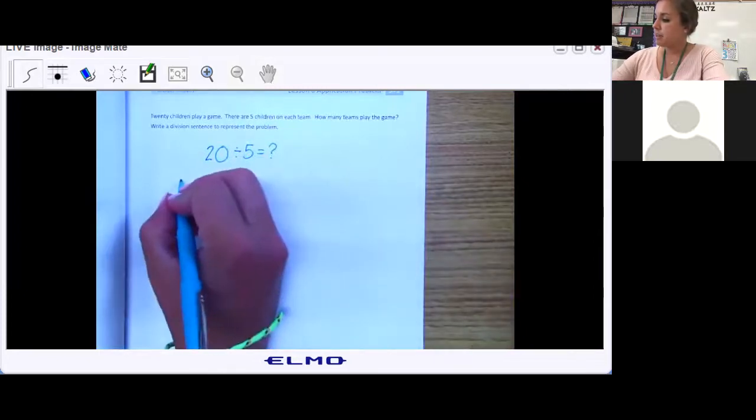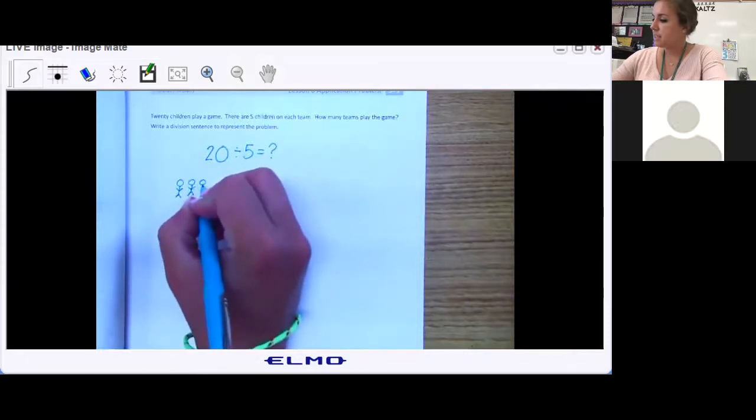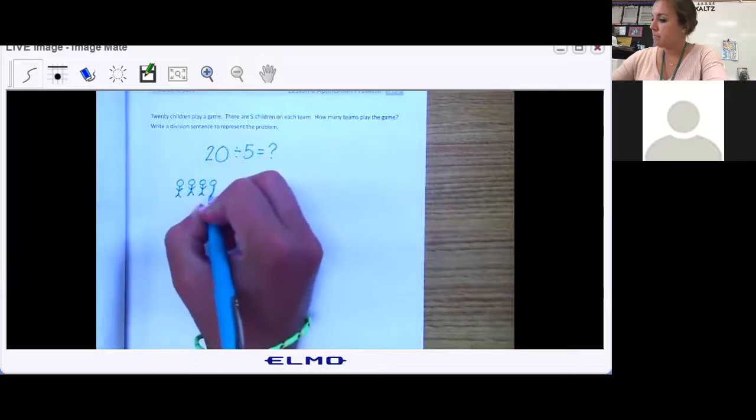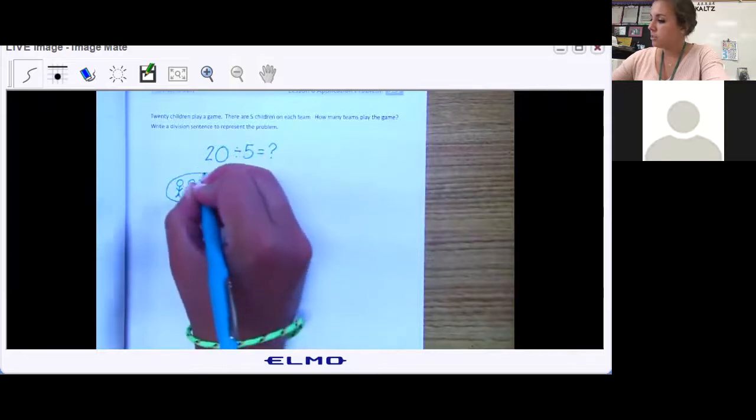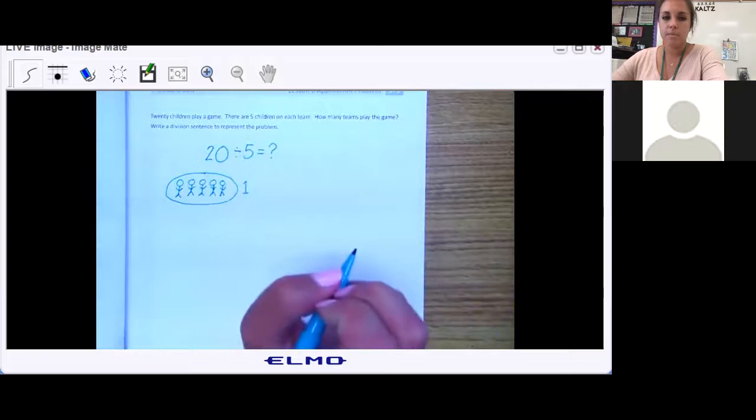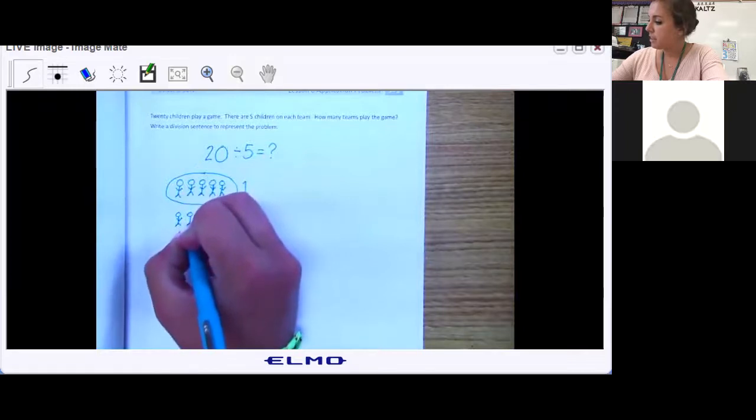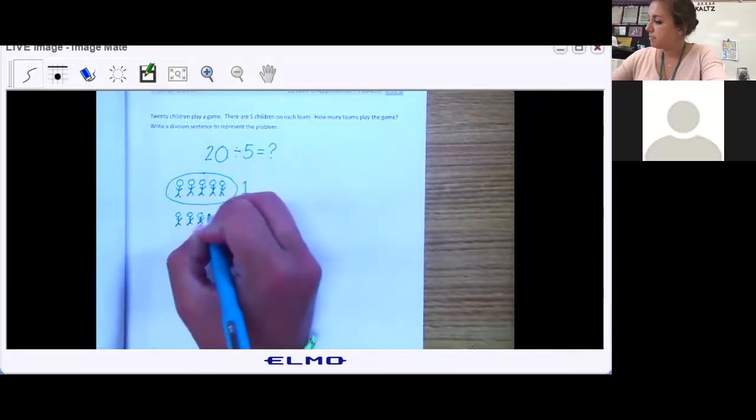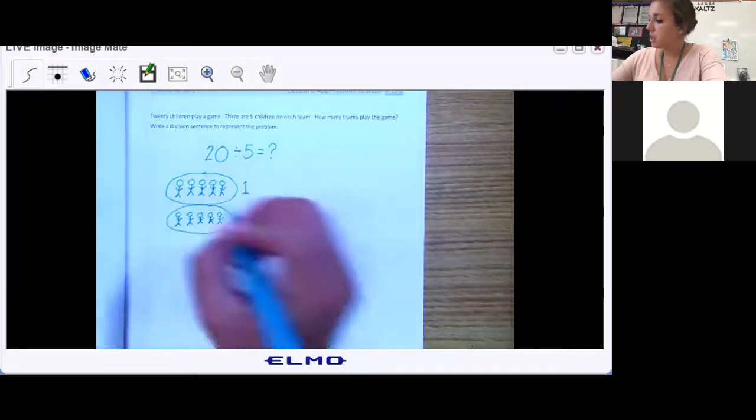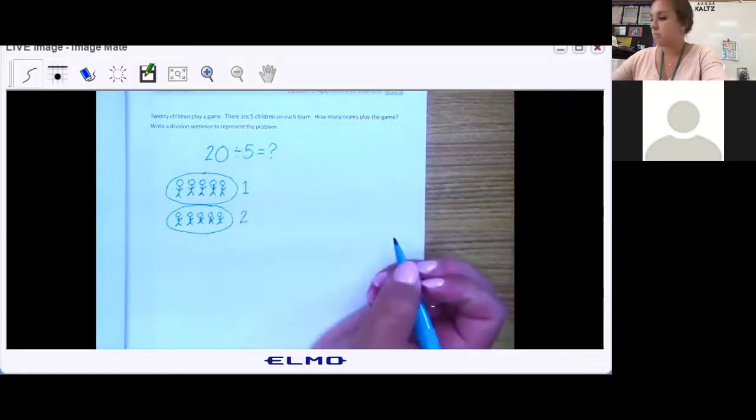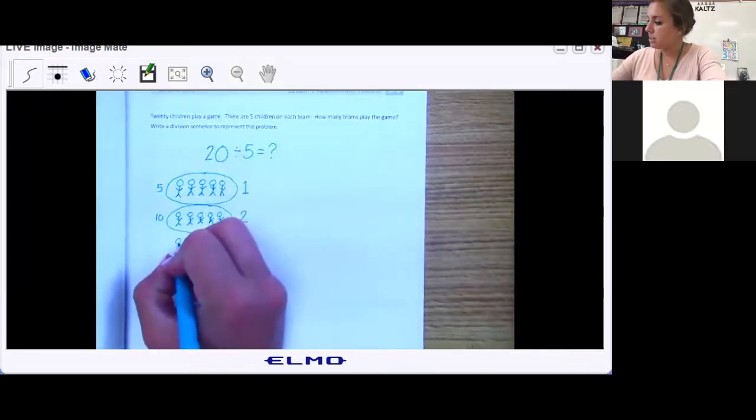To draw this, I'm going to draw little stick people, and I'm going to put 5 of them together because I know 5 goes on one team. And I'm going to circle that one group of 5. So we'll call this team number 1. So that was 5. Now I can draw another team of 5. So I still have more to reach 20. So that's another group of 5. We'll call that team 2. So this has 5 of my kids. This has 10. I still have more. I'm trying to get to 20.